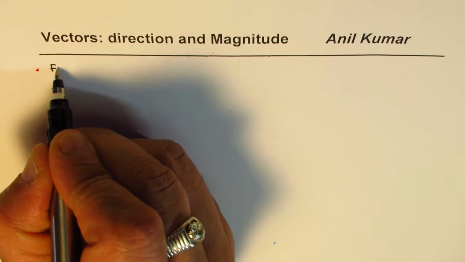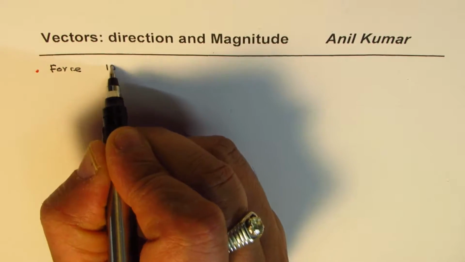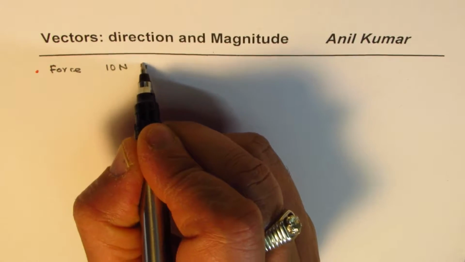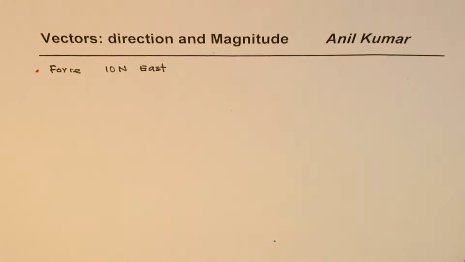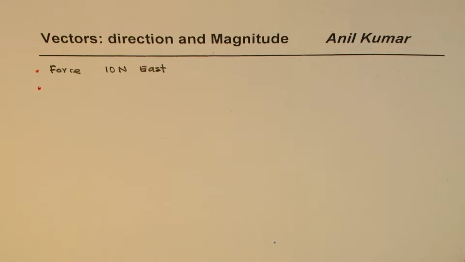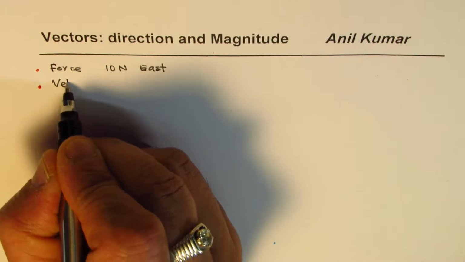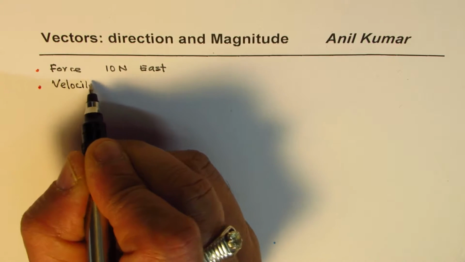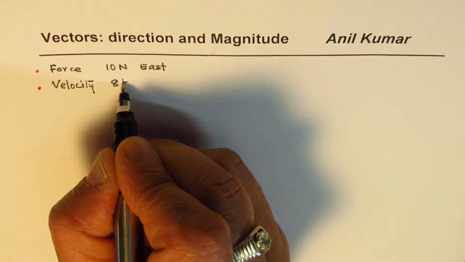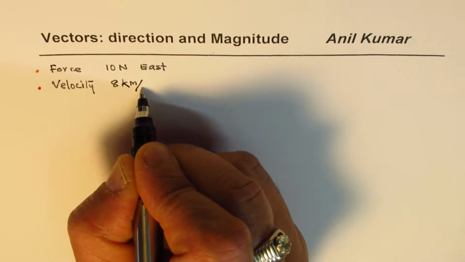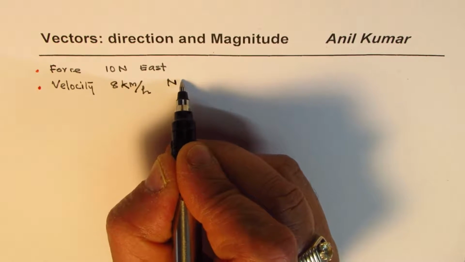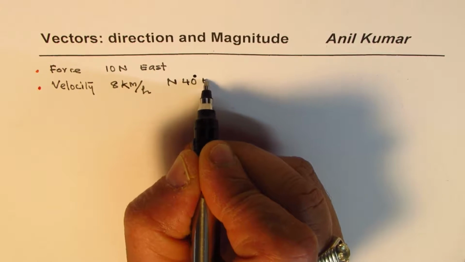Let us say we have a force of 10 newtons and it is being applied in the direction of east. Let's say this be one vector, right? Let's say we have a velocity of, let's say, 8 kilometers per hour, and let us say the direction is from north 40 degrees east.